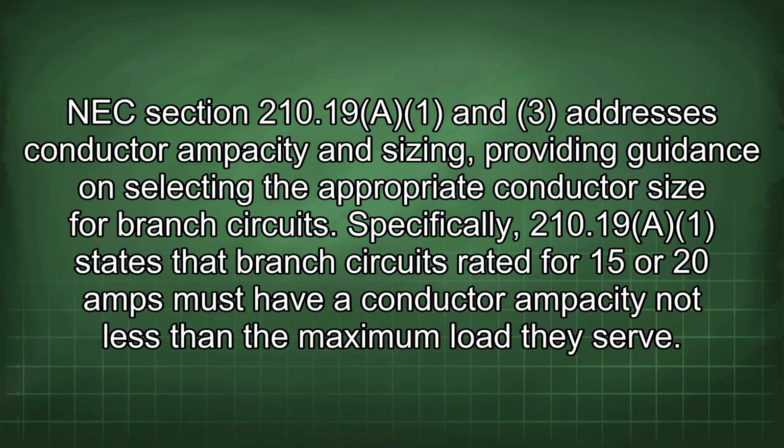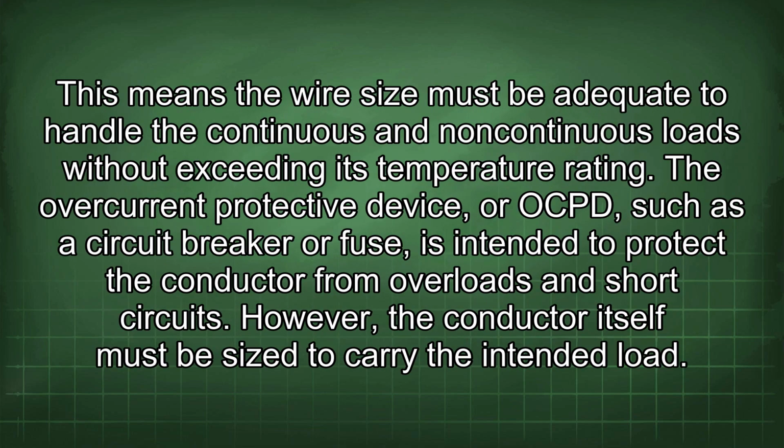NEC Section 210.19(A)(1) and (3) addresses conductor ampacity and sizing, providing guidance on selecting the appropriate conductor size for branch circuits. Specifically, 210.19(A) states that branch circuits rated for 15 or 20 amps must have a conductor ampacity not less than the maximum load they serve. This means the wire size must be adequate to handle the continuous and non-continuous loads without exceeding its temperature rating.